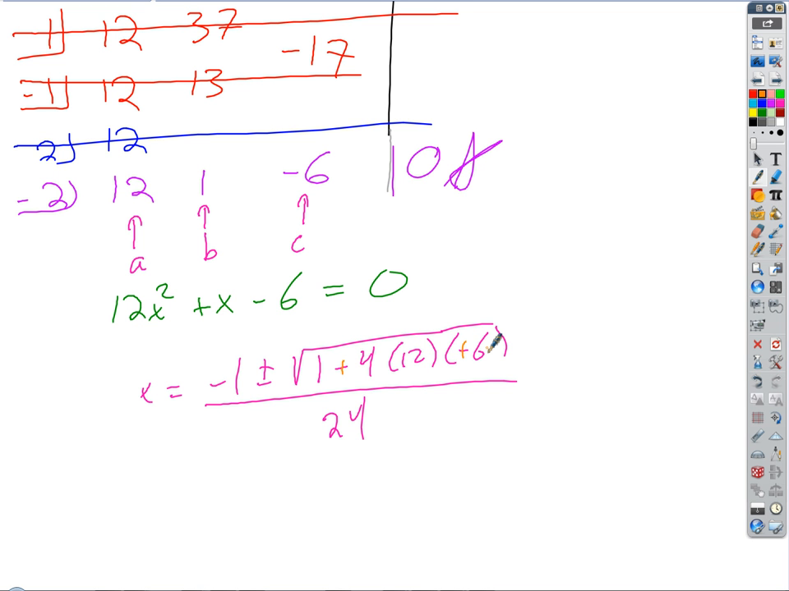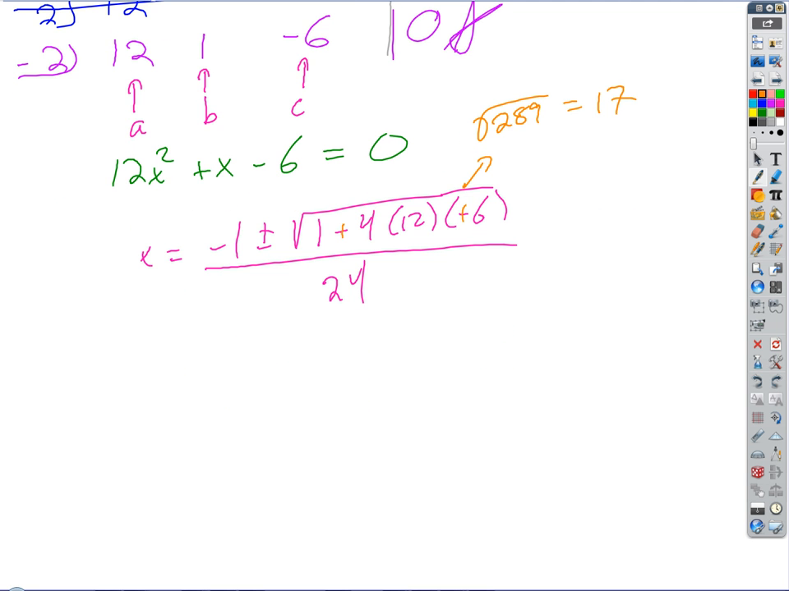You guys getting this? Okay. So all this stuff becomes the square root of 289, which is 17. 289 is a perfect square. So then look what we end up getting for our answers. We get x equals negative 1 plus or minus 17 over 24. So all we have to do is take into account the plus sign and simplify, reduce the fraction.